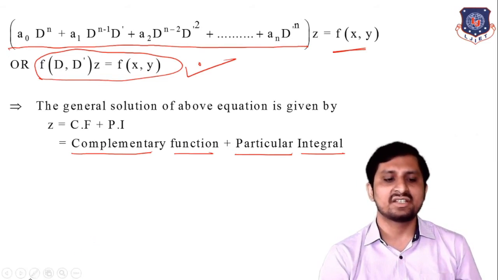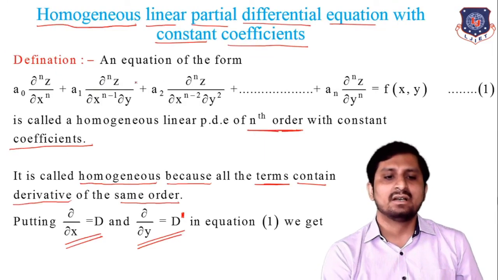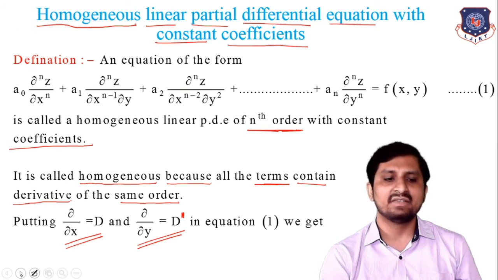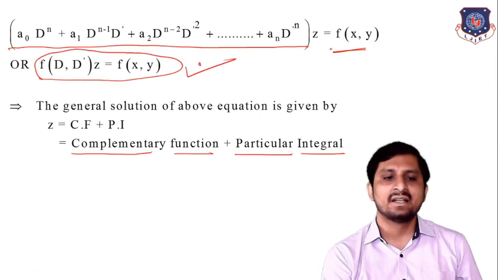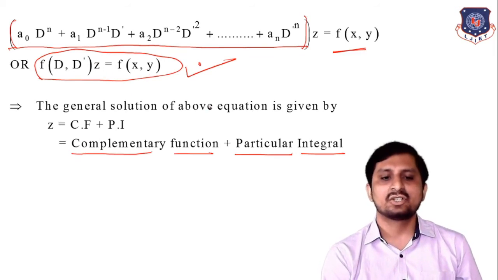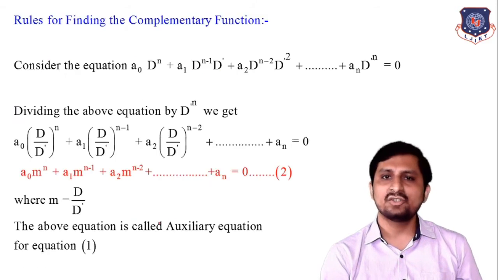In this type of differential equation, let me show you again. This is our homogeneous linear partial differential equation with constant coefficients. First I take del by del x equal to D, del by del y equal to D dash. I put these values in this equation, so finally we get this type of equation. This whole bracket is called f of D, D dash into z, that is equal to f of xy. So the general solution of the above equation is given by z is equal to CF plus PI, complementary function plus particular integral. So the next concept is how we can find the complementary function.